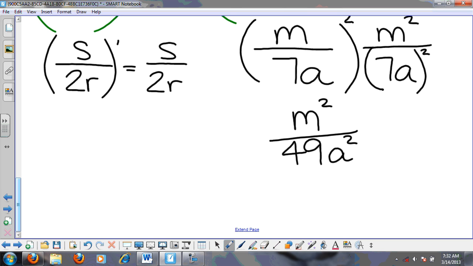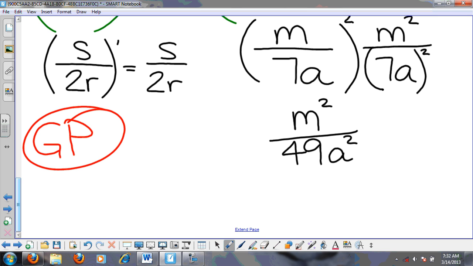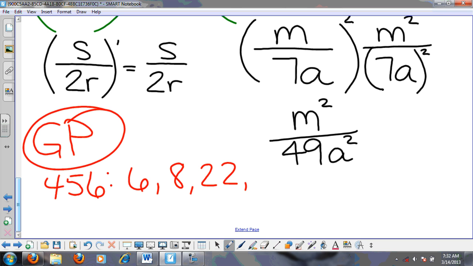Okay, we did not go over the real life example. You've done those in science dealing with scientific notation. Guided practice. Page 456. Let's look at numbers 6, 8, 22, 30, and 34.